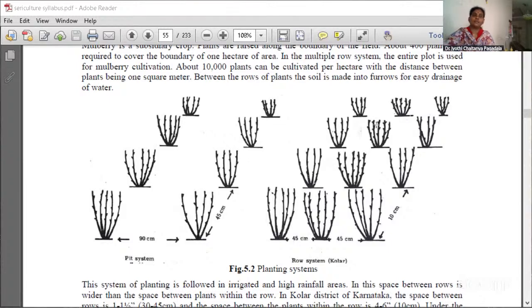Then, what are the farm implements and their uses?